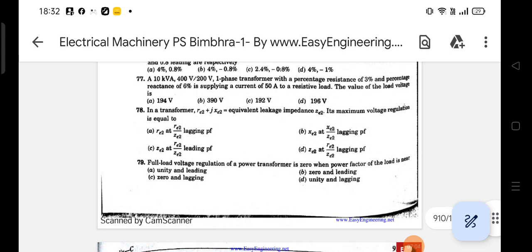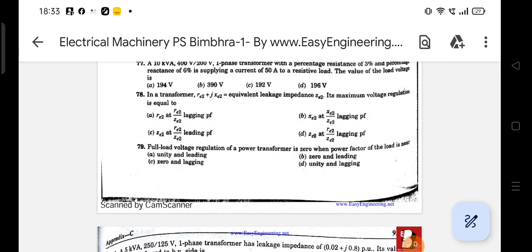That power factor will be R by Z. From the given options, R by Z lagging is present two times. Option A is R by Z lagging, option B is also R by Z lagging. But in the starting one, only a term is given: maximum voltage regulation occurs at percentage impedance only. That means the first option is not correct. Maximum voltage regulation occurs at R by Z lagging power factor. That means the fourth option is correct.